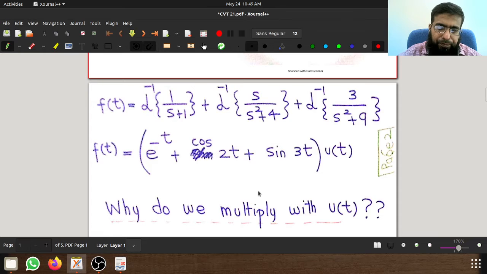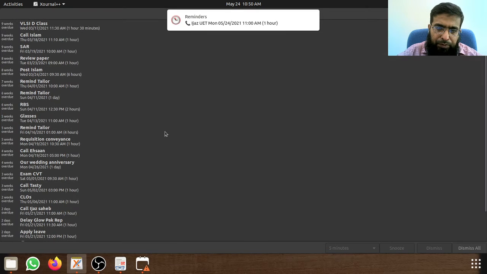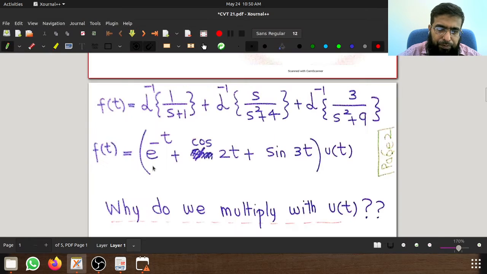So if it is negative, e to the minus t is 1 over s plus 1, or in other words 1 over s plus 1 has an inverse Laplace transform e to the minus t. And we know that s over s squared plus 4.